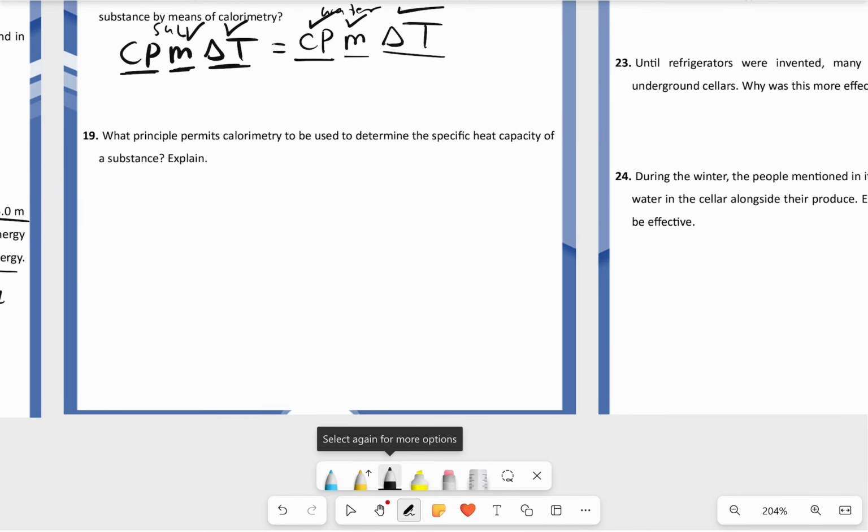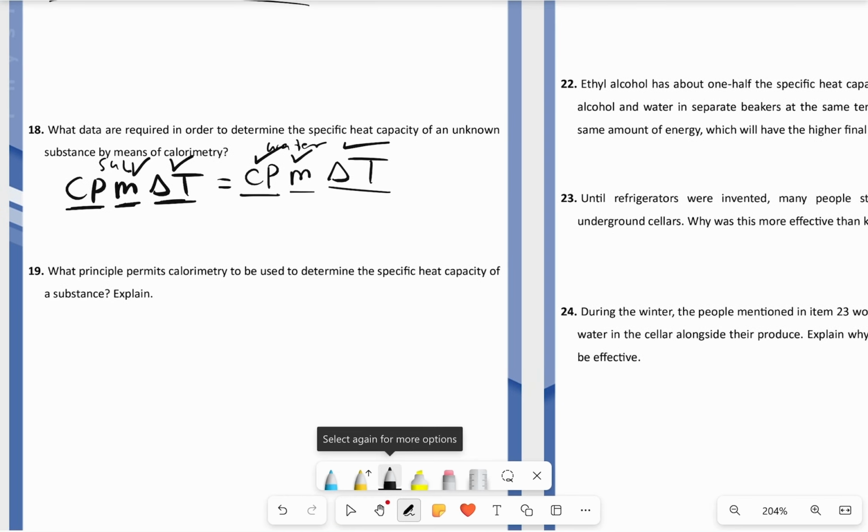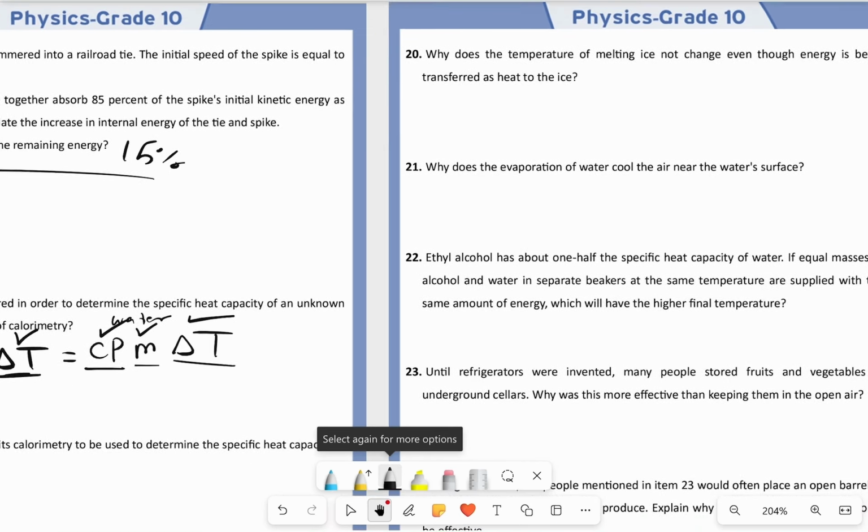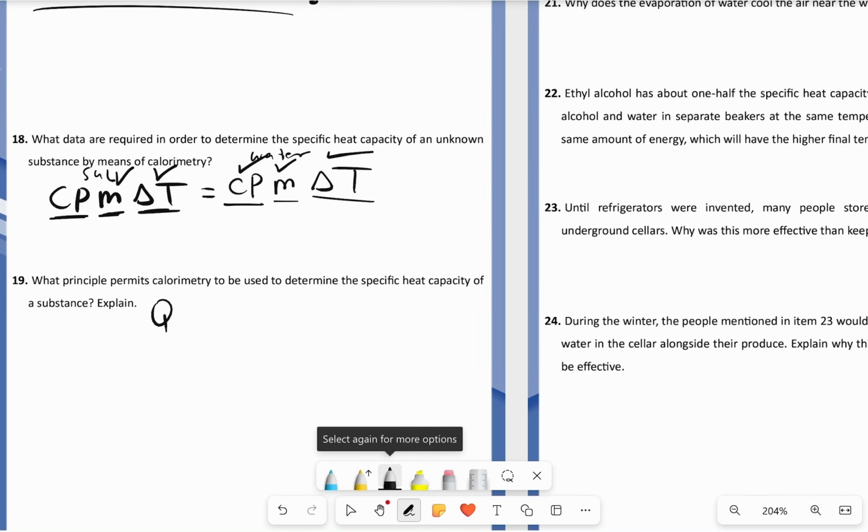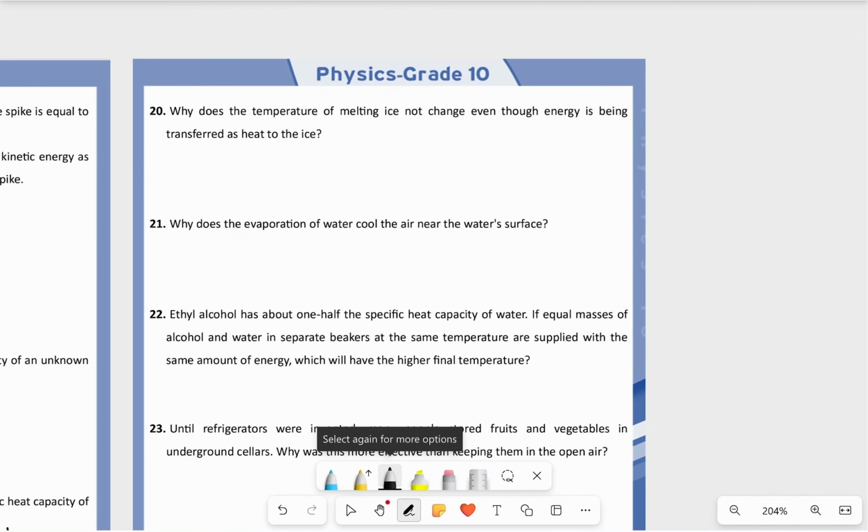What principle permits calorimetry to be used to determine the specific heat capacity of a substance? Explain. The conservation of energy principle, because the heat that is lost by the substance is going to be absorbed by the water or by the liquid. This is basically conservation of energy, or you can say Q lost is equal to Q gained. Let's say 2 joules are lost here, so here 2 joules are going to be gained or absorbed.